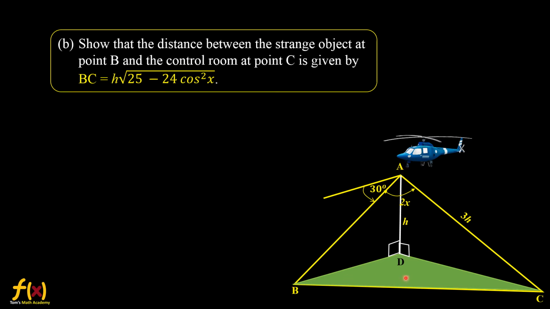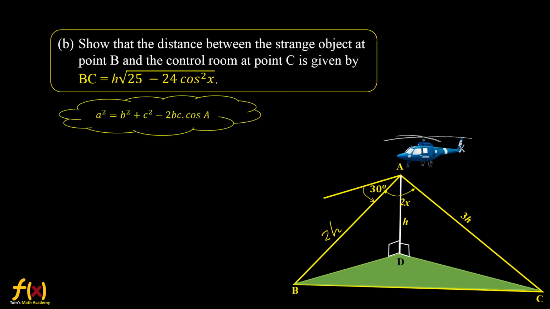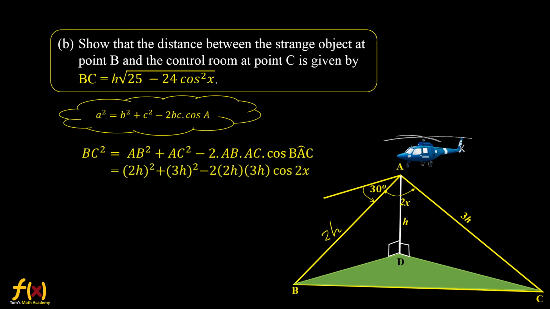Here is a big triangle ABC where we have AC, and in the previous question A we calculated AB, that is 2h. We better write that. Now we have two sides, and the included angle is already available, that is 2x. So we can apply the cosine rule and we can calculate BC. That's our technique. We go to the formula sheet, take the cosine rule formula. Therefore we substitute all the available terms.